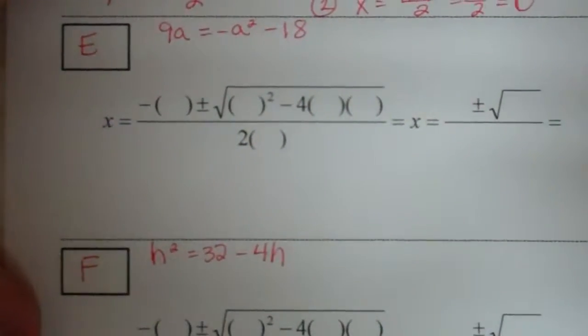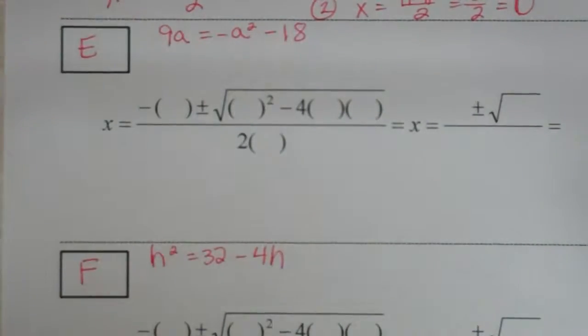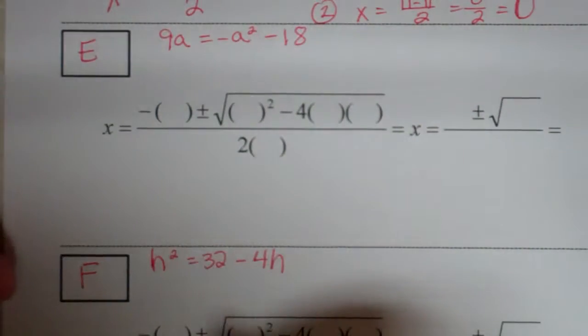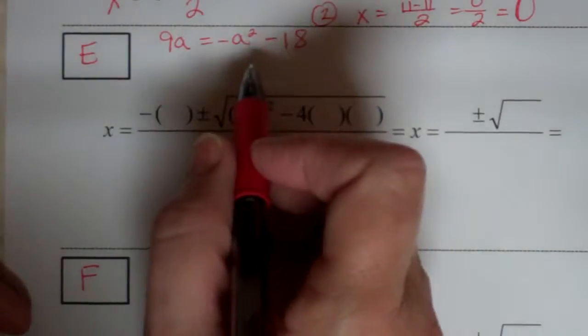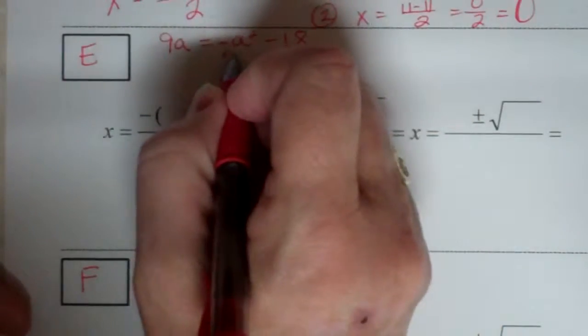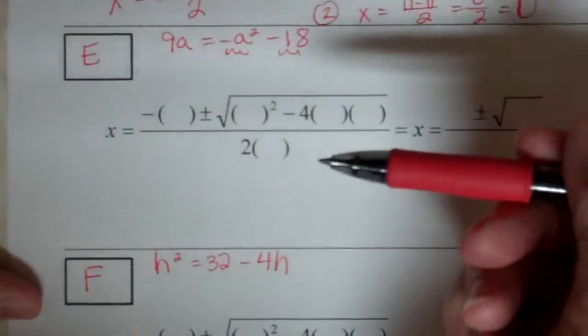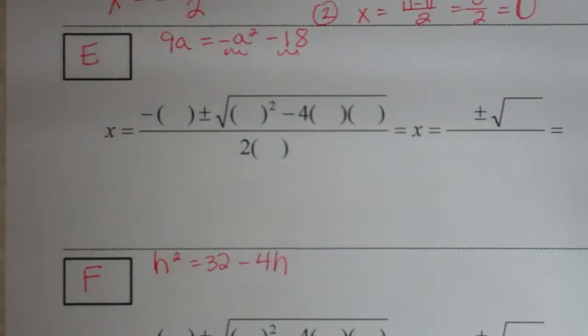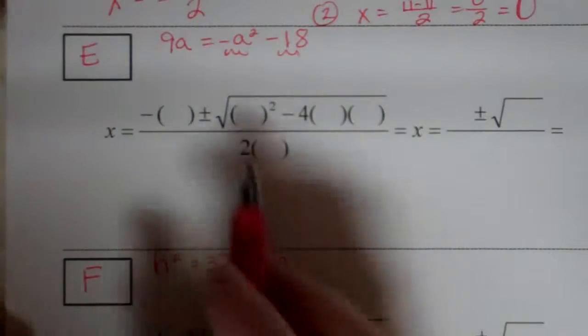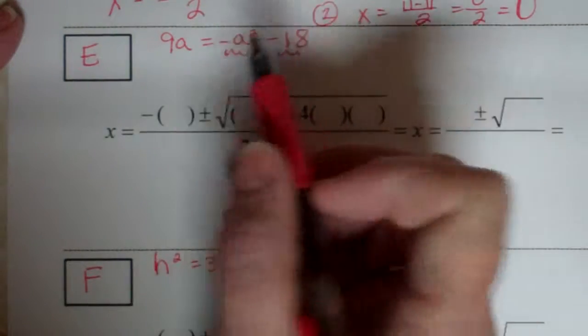Alright, let's go on down to E. Remember, pause, copy. Pause, copy. Oh, this is messed up. I don't like this at all. This guy and this guy, they both need to go to the left. They need to go over there. And when they go over, they're going to change their sign. And I'm also going to put them in order first. That a squared goes first.